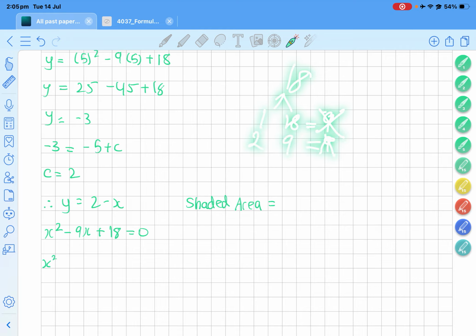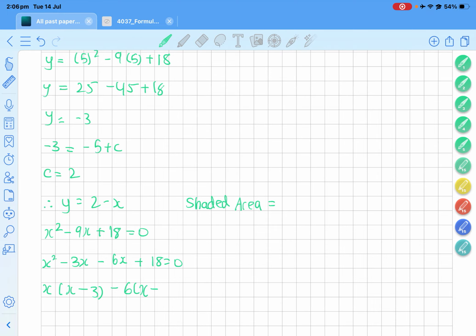What are 3 and 6? Well, 3 plus 6 does equal 9. So 3 and 6 will work. So x squared minus 3x minus 6x plus 18 equals 0. So factor out x from the first two terms to get x minus 3, and then factor out minus 6 from the last two terms to get x minus 6.